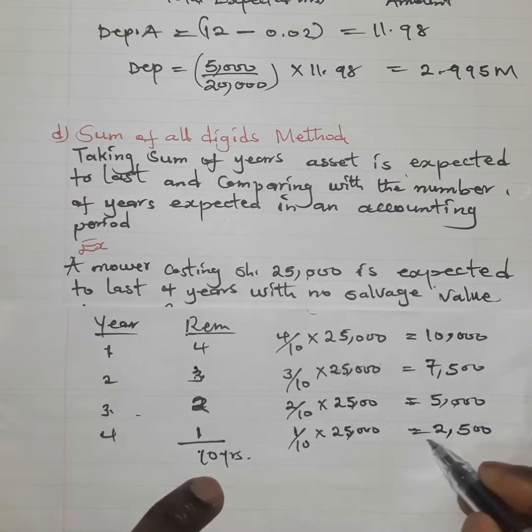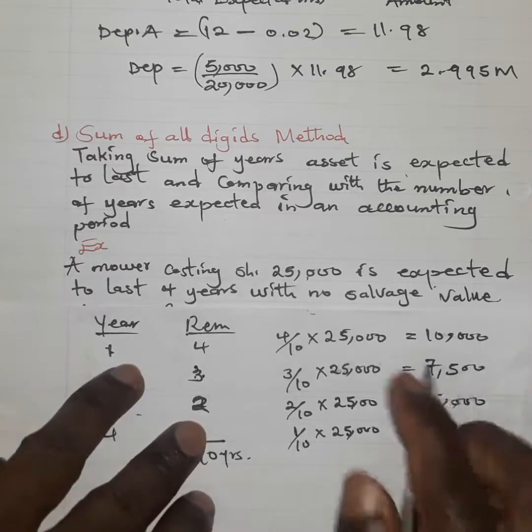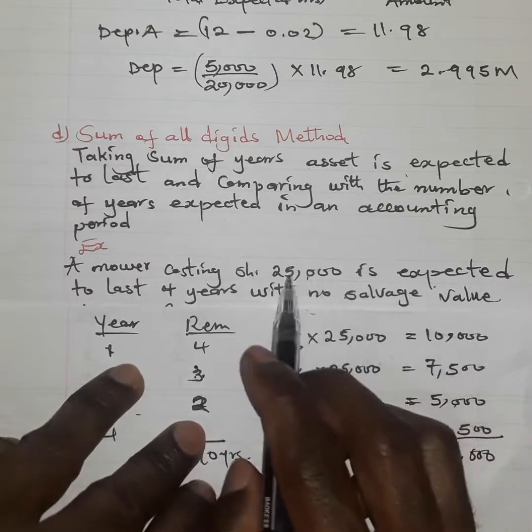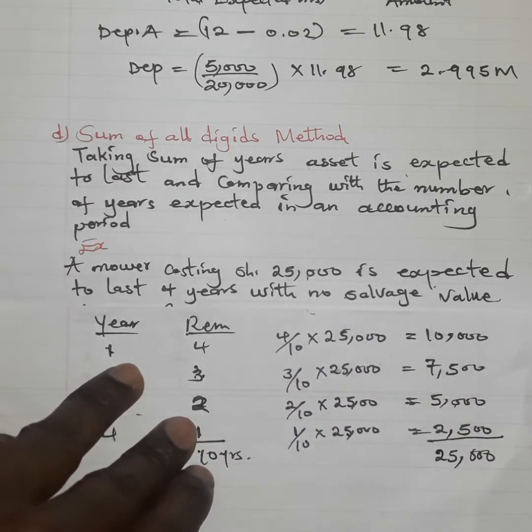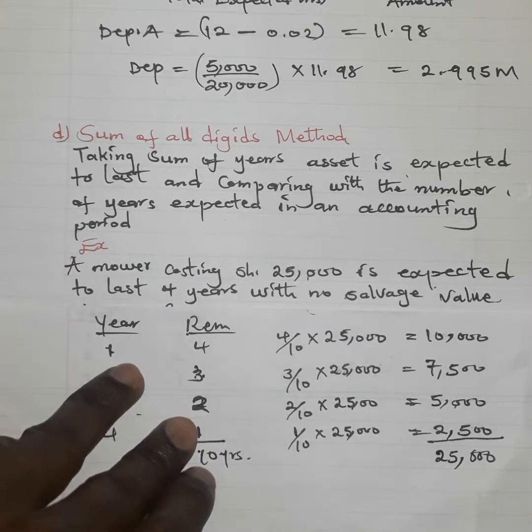Now, for us to get the total depreciation, we can simply add these, and the value is 25,000, which is actually true because we are told there is no salvage value there. It means the whole cost of this particular asset has been lost.